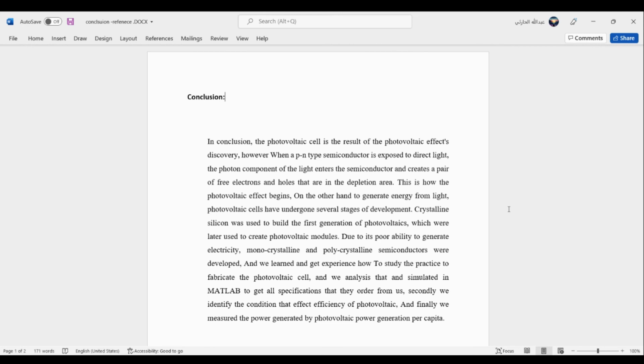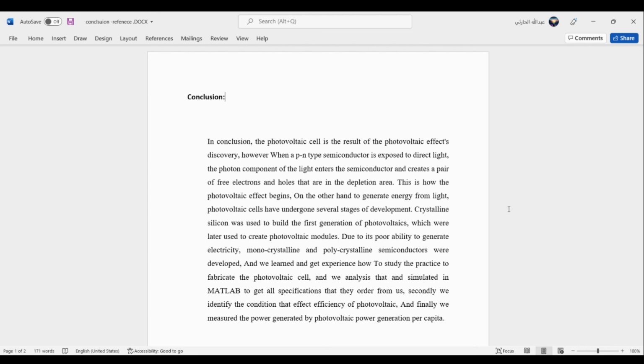On the other hand, to generate energy from light, photovoltaic cells have undergone several stages of development. Crystalline silicon was used to build the first generation of photovoltaics, which were later used in other photovoltaic models, despite its poor ability to generate electricity. Monocrystalline and polycrystalline semiconductors were developed, and we learned how to study the practice of fabricating the photovoltaic cells.